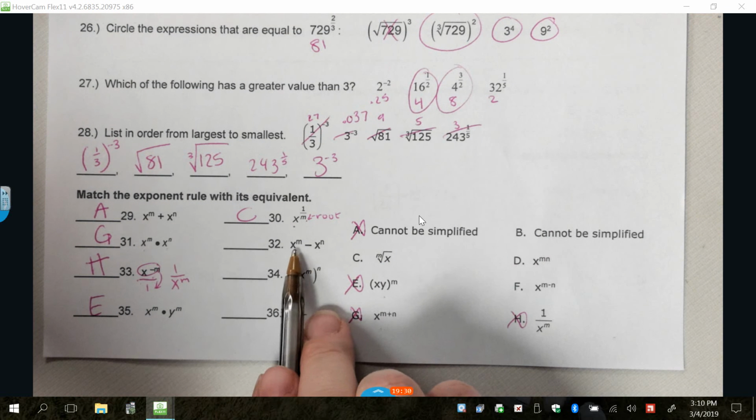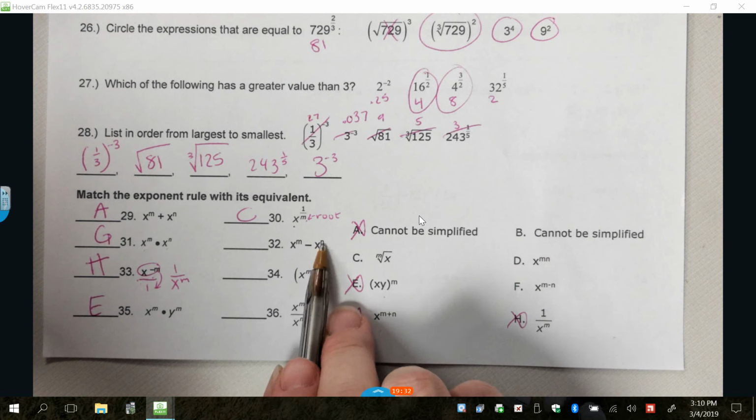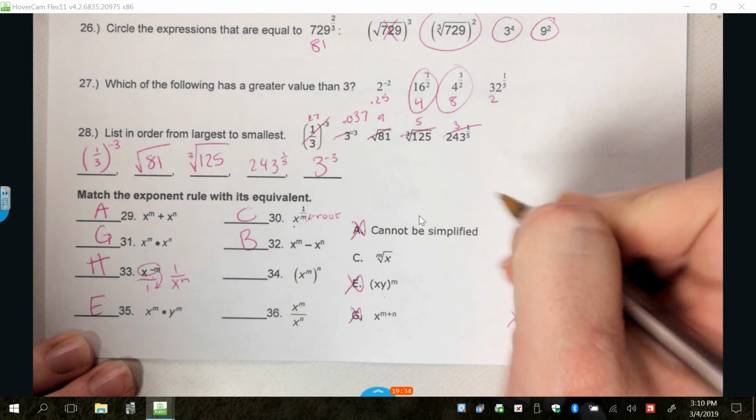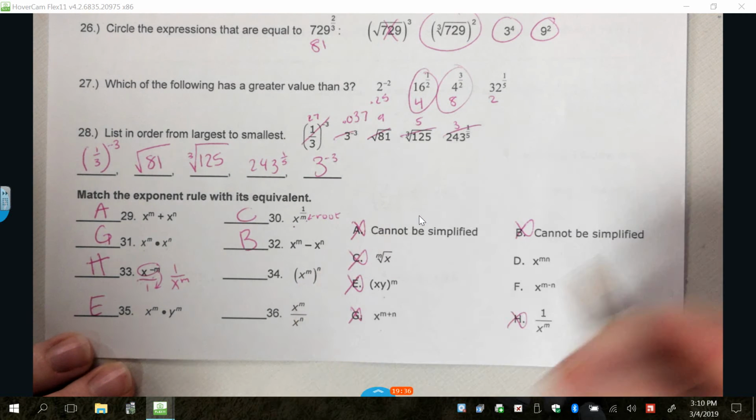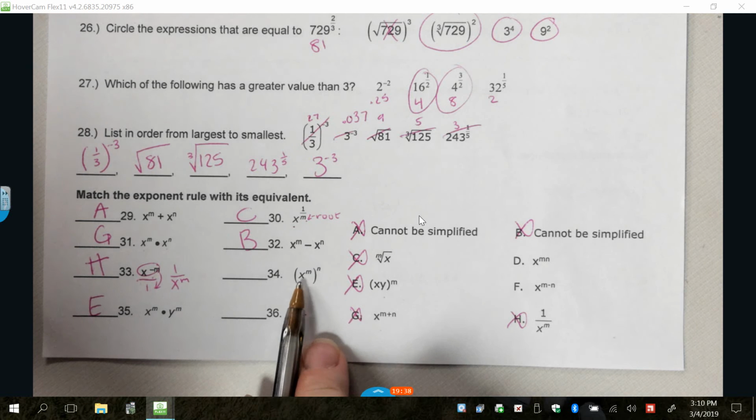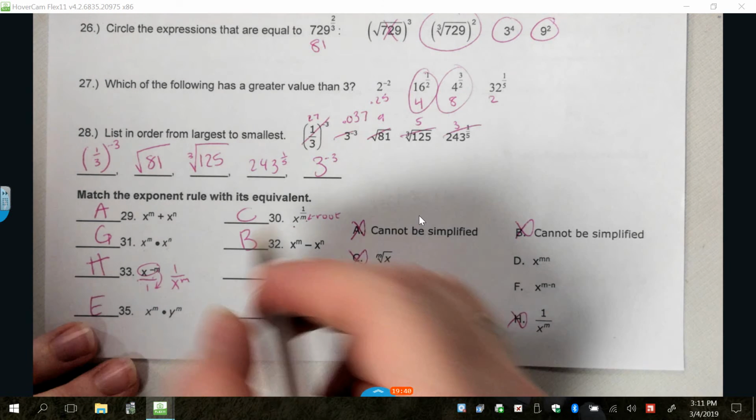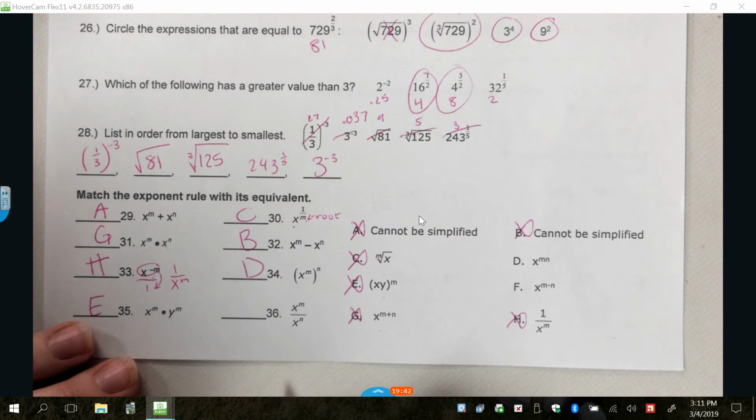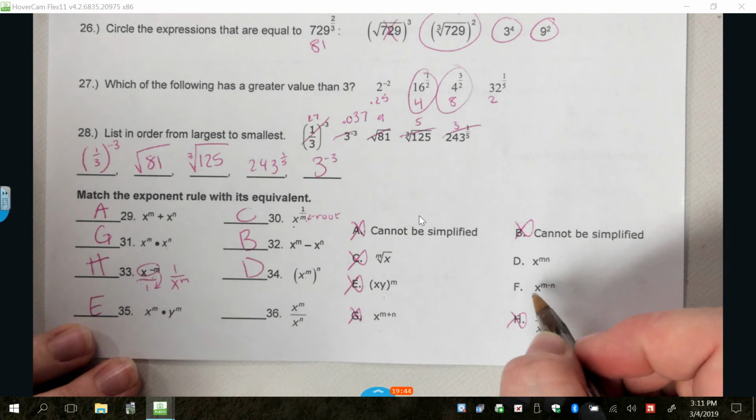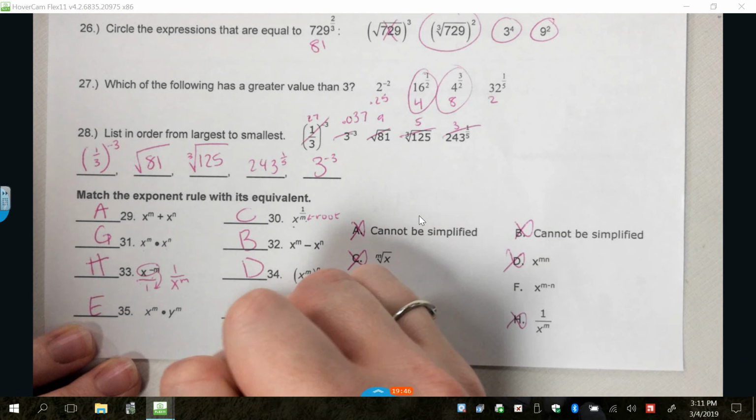Again, this cannot be simplified because remember, the bases have to be the same and the exponents. Remember, power to a power rule, you multiply, so it would be m times n, which is d. And then last but not least, you subtract when you're dividing and the bases are the same. So that's f.